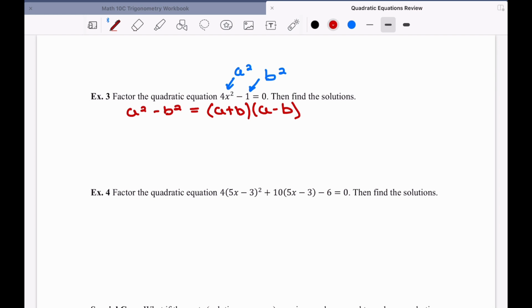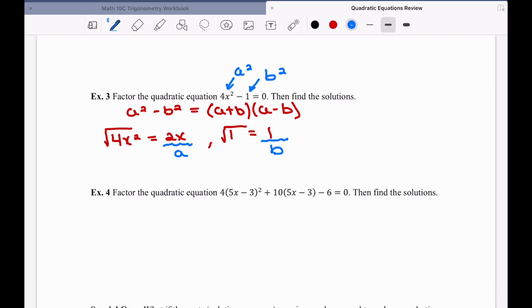If I want the singular versions of each, I'm going to say 4x squared square rooted is equal to, well, this is going to be 2x, and that's our singular a. And then I'm going to take my 1 and square root that. So I go square root of 1, and that's equal to 1. And this is my singular b.